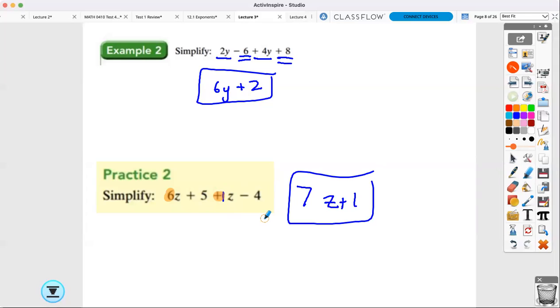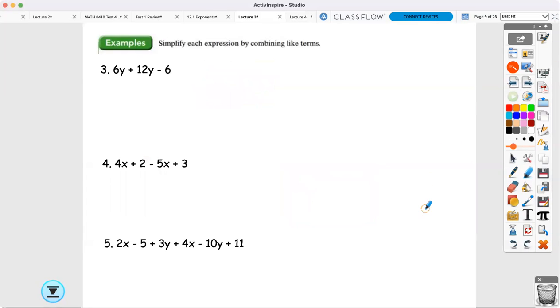Everyone okay now with simplifying expressions using combining like terms? Any questions so far? All right, let's keep moving. Here are some examples. Simplify each expression by combining like terms. And this is example 3, example 4, and example 5. So I'm gonna go ahead and give you guys a minute to set this up in your notebook.